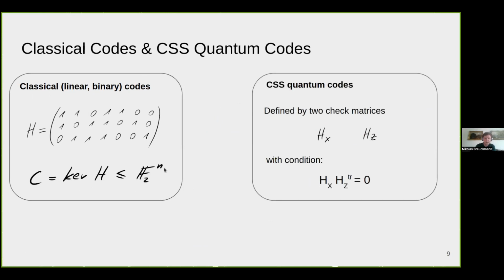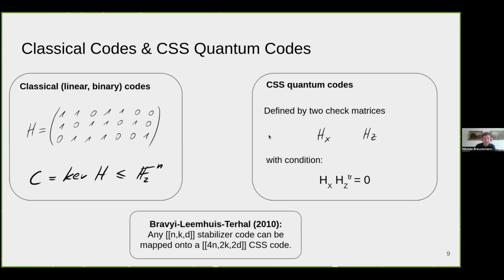And similarly, CSS codes, I can define by giving you two check matrices, HX and HZ, which are, again, both binary matrices. However, they have to fulfill a condition, and this condition is that HX times HZ transposed has to be equal to 0. I won't go into too many details. This condition essentially comes from the condition that the checks have to give us observables. We have to be able to measure them, and in order to be compatible, these observables have to commute. This commutativity condition is essentially encoded in this equation. So this is where it comes from.